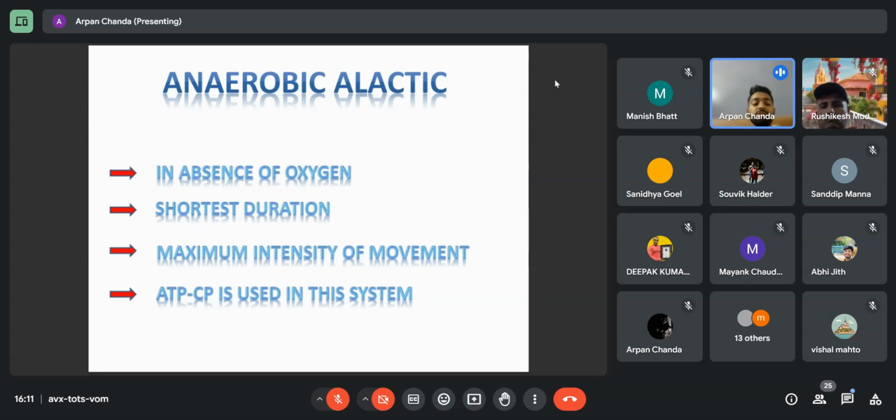So we all know that creatine is used for short bursts and more contraction of the muscle. So in this energy system, we use ATP. PCP is used in this system.